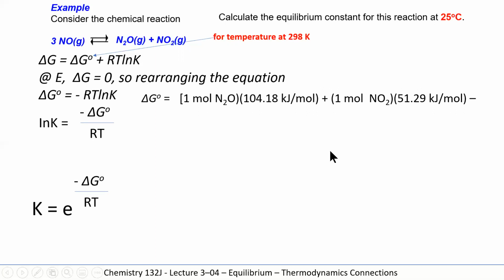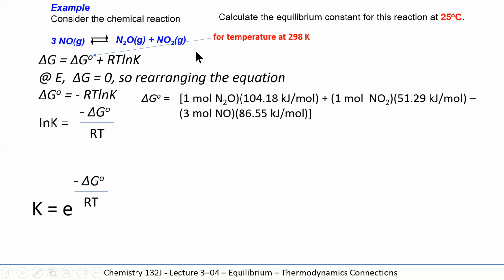We are going to take thermodynamic data from a textbook. When you're given questions like this, you'd be given the thermodynamic data. And we know from the balanced chemical equation, delta G under standard conditions is 1 mole of N2O times 104.18 kilojoules per mole plus 1 mole of NO2 times 51.29 kilojoules per mole. That's the sum of the delta G's of the products.